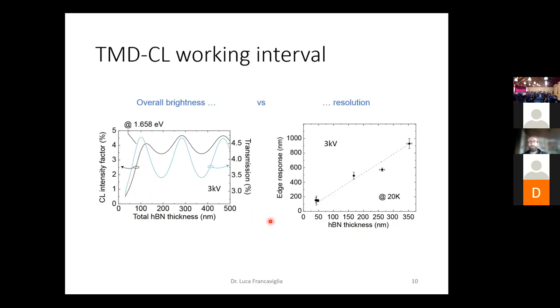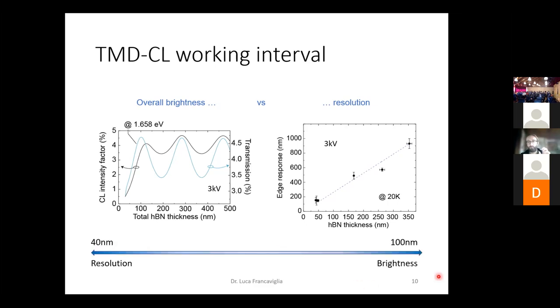So we can use these to give some practical working interval for HBN thickness if your goal is to do mapping of TMD encapsulated in HBN. In particular, if your goal is to increase the brightness, you want to go towards thicker HBN. So you go towards 100 nanometers for a given acceleration voltage, because beyond that, you don't really have much of a gain. So if your goal is to increase brightness, let's go for thicker HBN.